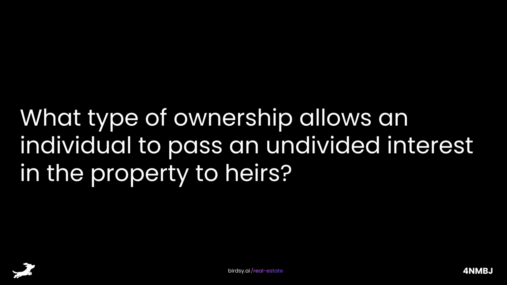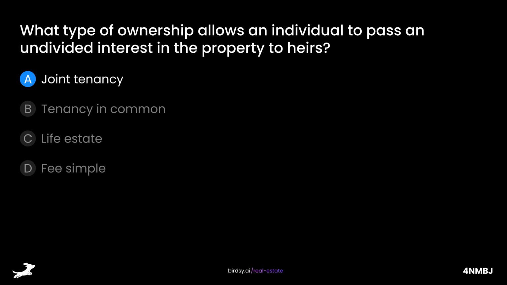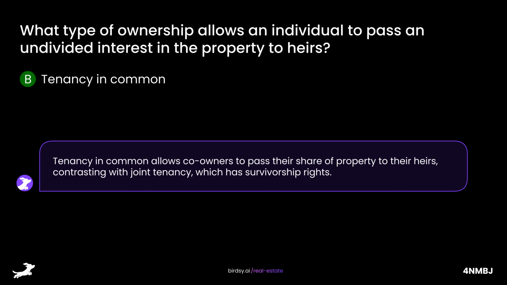What type of ownership allows an individual to pass an undivided interest in the property to heirs? Is it A. Joint tenancy, B. Tenancy in common, C. Life estate, or D. Fee simple? The answer is B, tenancy in common. Tenancy in common allows co-owners to pass their share of property to their heirs, contrasting with joint tenancy, which has survivorship rights.